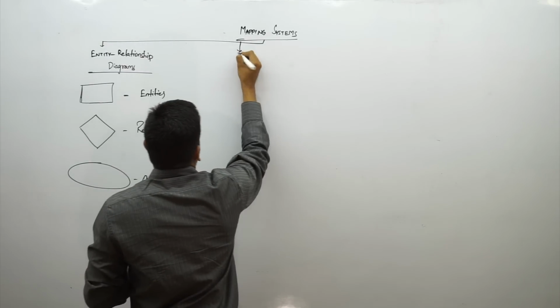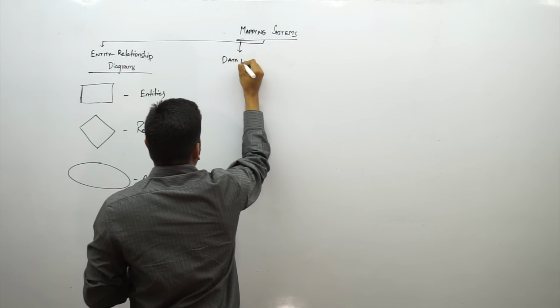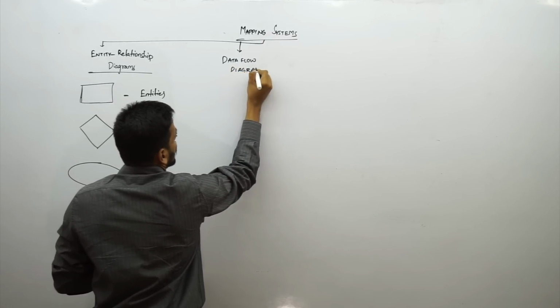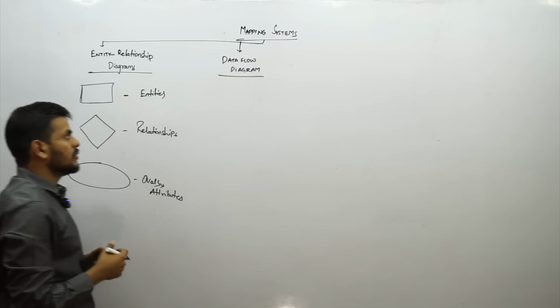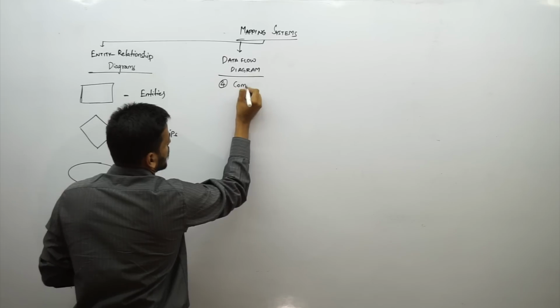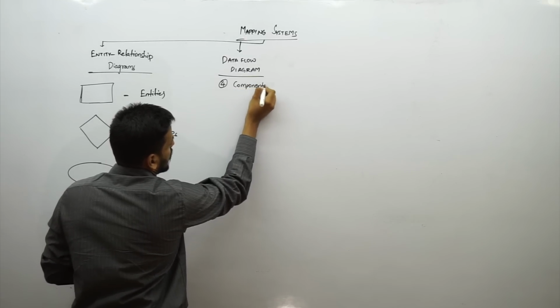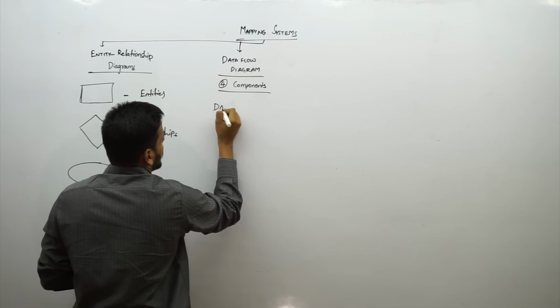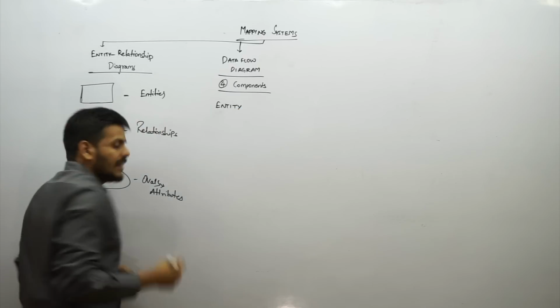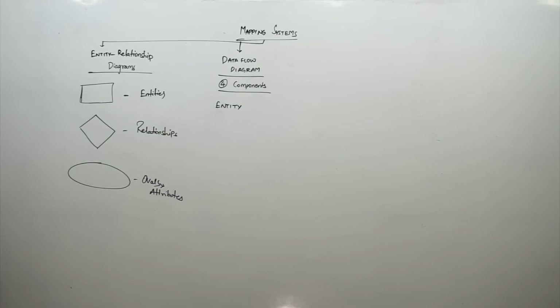Then we have the DFDs, the data flow diagram. The data flow diagrams talk about 4 parts, 4 components, you can say. The 4 components are, you have an entity, and we have data stores, where we have boxes to represent the data store. Then we have a process box, and then of course a data flow, right?